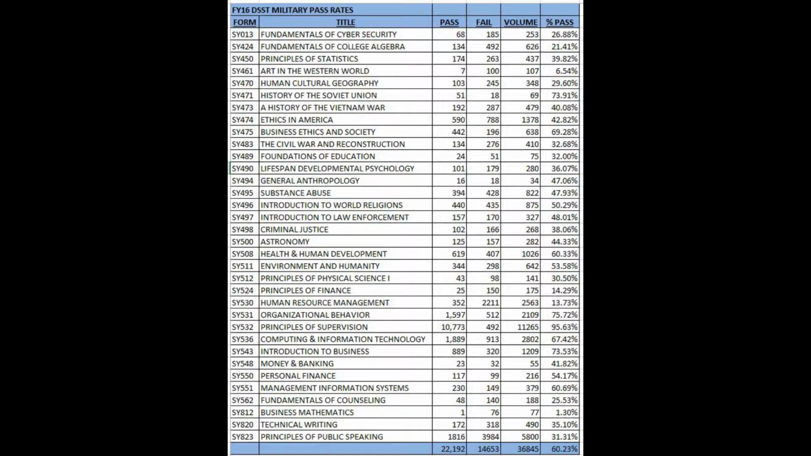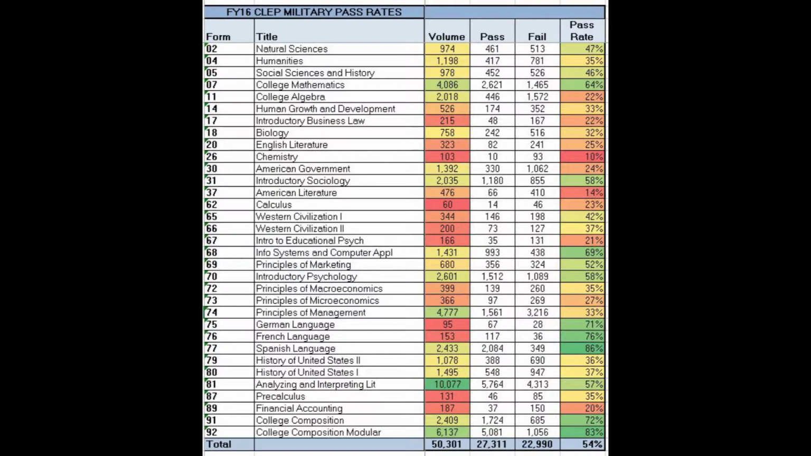Now, no matter what subject you are trying to test on, make sure that you study to the point where you feel like you would most definitely pass the test. Here is a color-coded sheet to show how hard it is to pass a CLEP test. Now, as you can see, the majority of these tests have a passing rate less than 50%.